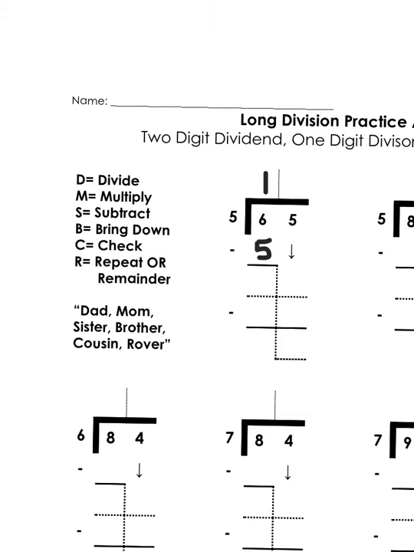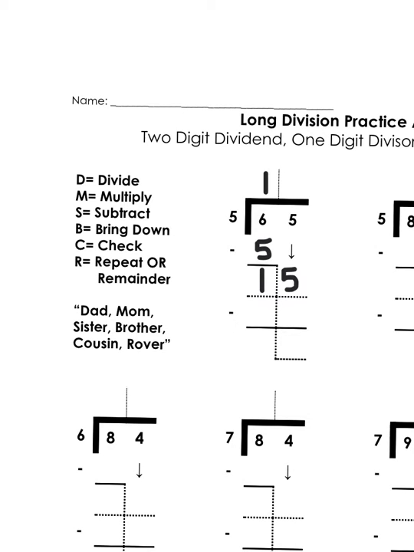So I'm multiplying now. That's the second step. Now I have to subtract the difference between my tens in the beginning and my multiple of 5, which is 5. 6 minus 5 gives me 1. And then I bring down the number in the ones place value. 1 ten and 5 ones now gives me 15.